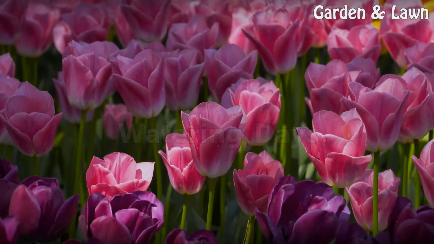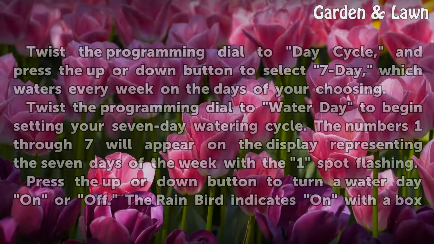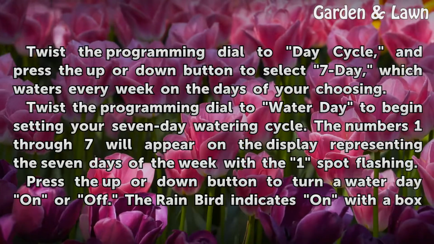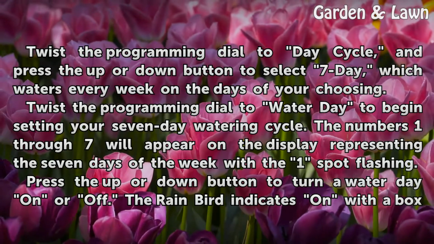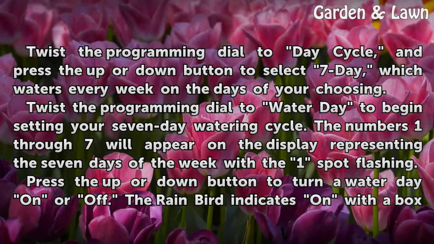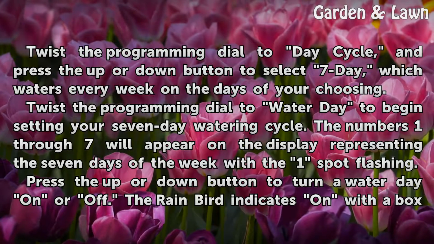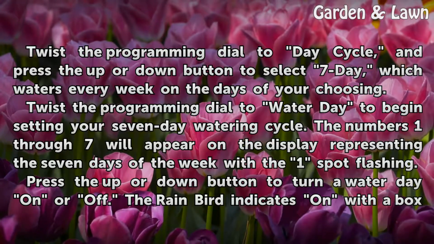Watering days. Twist the programming dial to day cycle, and press the up or down button to select 7-day, which waters every week on the days of your choosing. Twist the programming dial to water day to begin setting your 7-day watering cycle.